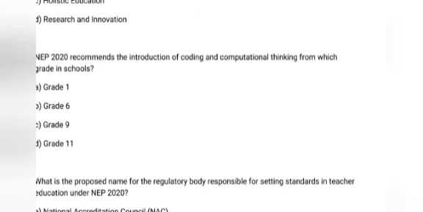NEP 2020 recommends the introduction of coding and computational thinking from which grade in schools? Grade 1, grade 6, grade 9, grade 11. It will be grade 6. From grade 6, it has been decided that students will learn coding.